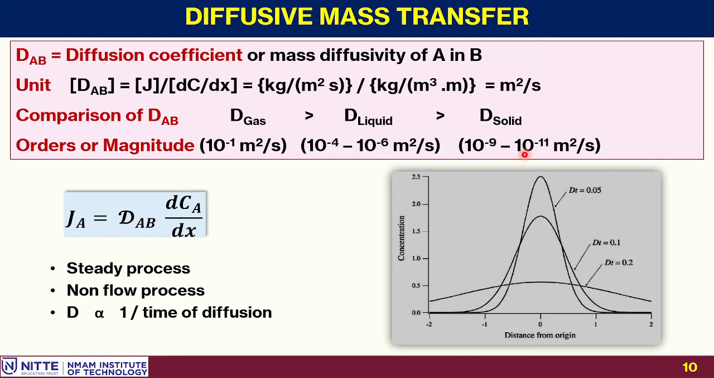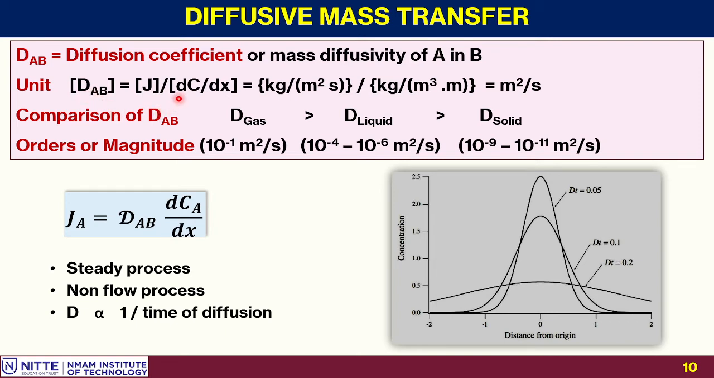So let's learn a little more about diffusive mass transfer with Fick's law. The diffusion coefficient mainly discusses DAB. The unit of DAB is meter square per second. We can derive it using the unit of J and dC by dx. The mass flux J can be written as kg per meter square second, whereas the gradient can be written as kg per meter cube per meter. Concentration is kg per meter cube, x is per meter. If you simplify this, you get a unit of meter square per second. That's the unit of diffusivity.